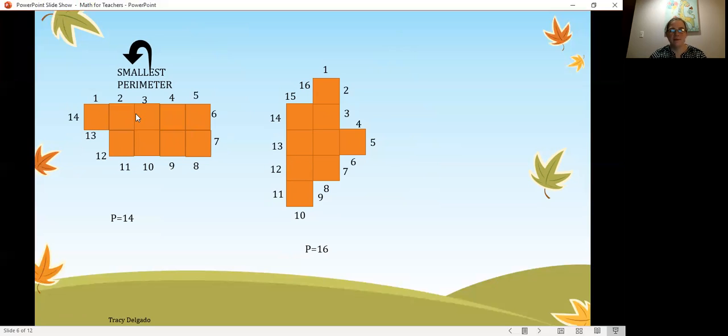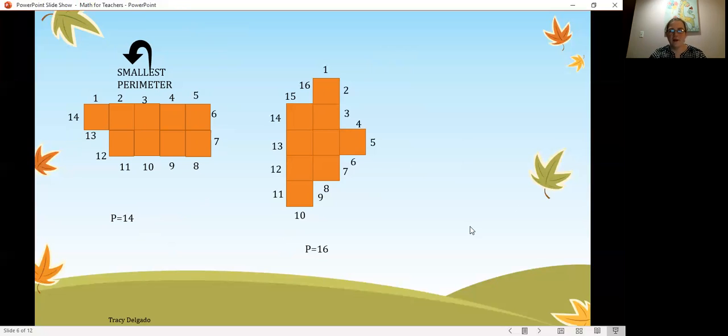And this other one is 5 across and 4 on the bottom. 1, 2, 3, 4, 5, 6, 7, 8, 9, 10, 11, 12, 13, 14. And it would be 7 across, 7 lengthwise, and 2, 5 across and 2 in the width, which would be 5 plus 2 is 7, times 2 will give us our perimeter of 14.